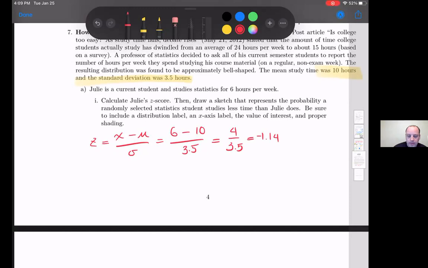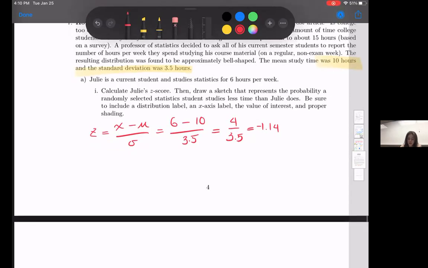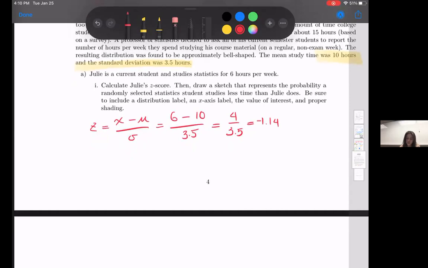Why is it negative 1.14? Because the top number is negative. Why is Julie's z-score negative? Lower than the mean. Yeah, she's below the mean, right? She's below the mean. So if you do the standardized curve, it's going to be below the level 0. Okay, so that's Julie's z-score.